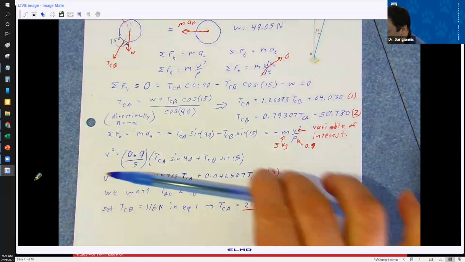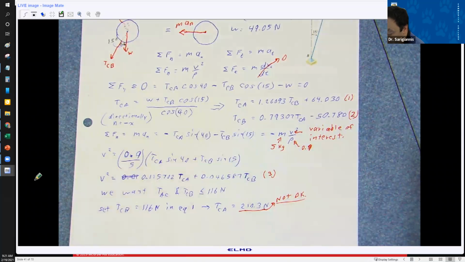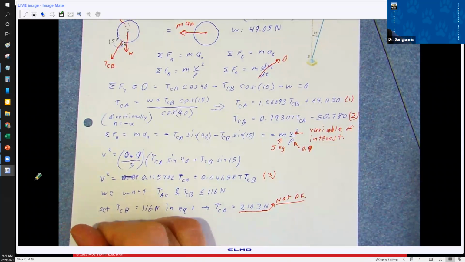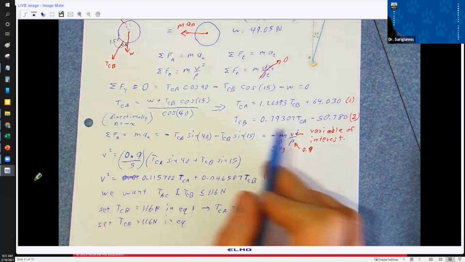In fact, we didn't actually have to do any of the velocity stuff here. I just wanted to get all the equations out. But to do this analysis, you're just looking at these 2 equations. So now we're going to set TCA equal to 116 newtons in equation 2.